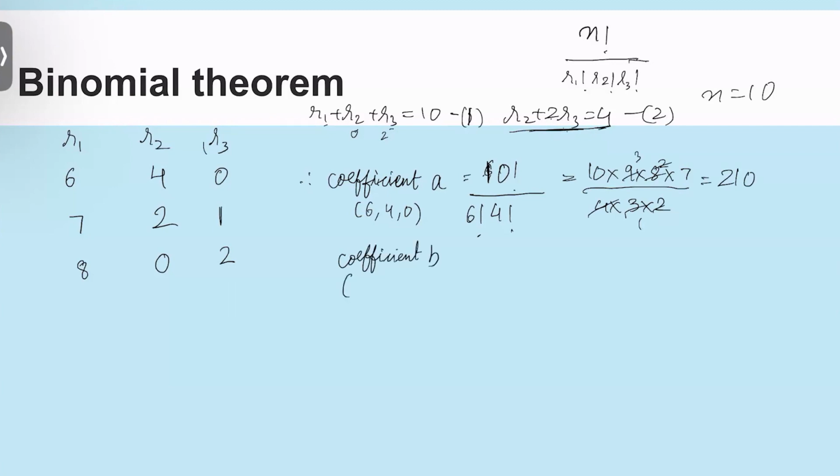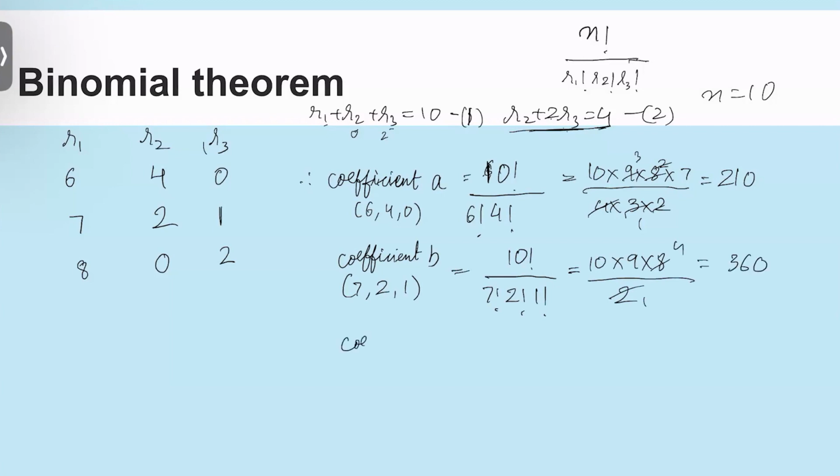Then the coefficient, say B, for when you have 7, 2, 1 as your r1, r2, r3, can be written as 10 factorial upon 7 factorial, 2 factorial, 1 factorial. In this, the highest factorial in the denominator is 7. So you can write this as 10 into 9 into 8, 7 can get cancelled, upon 2. So 2, 4. So this is 360.